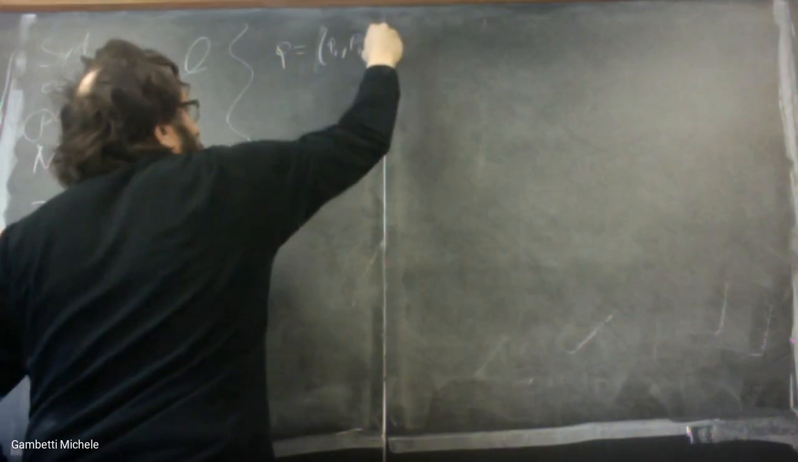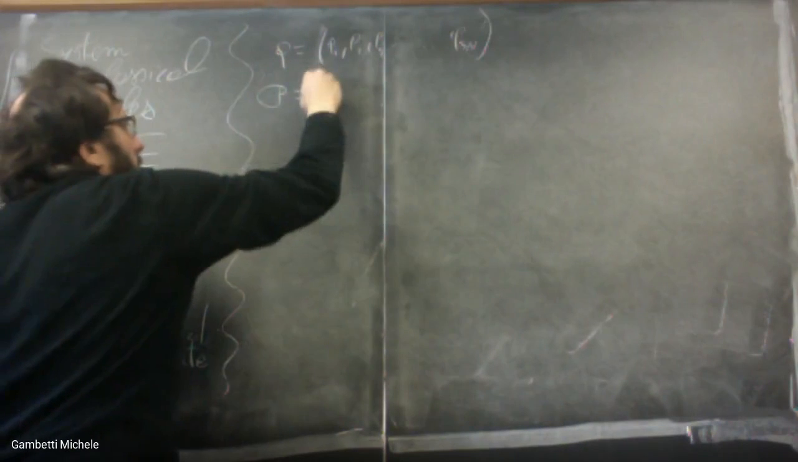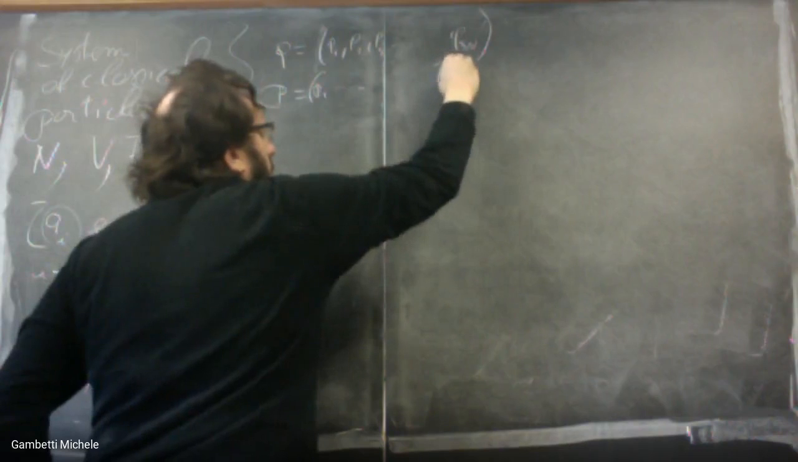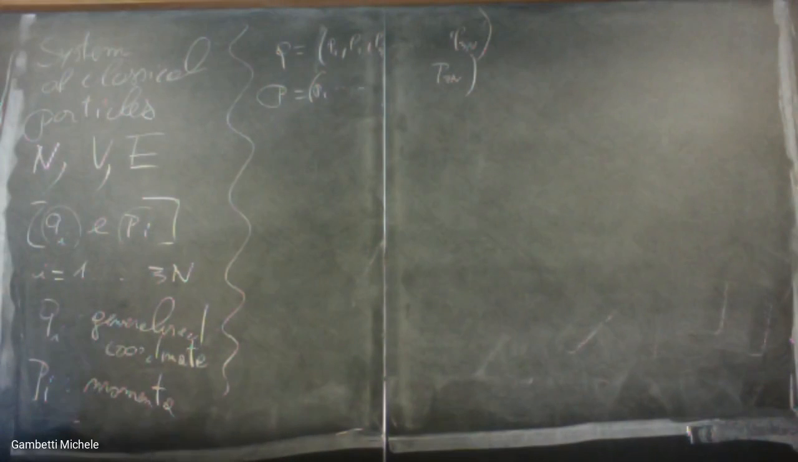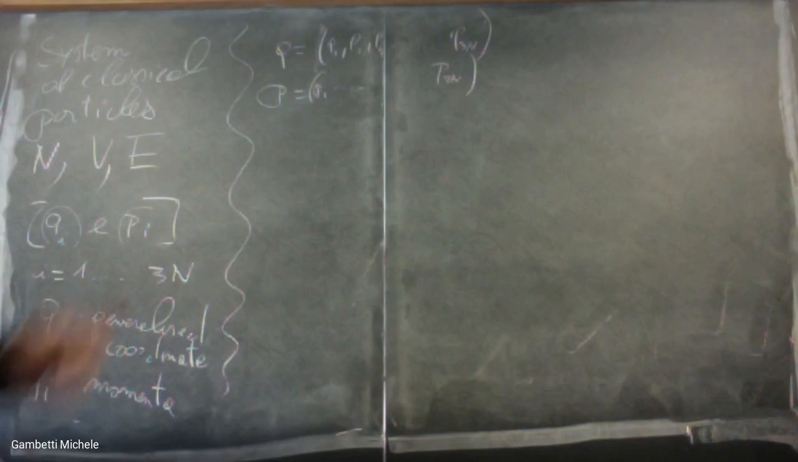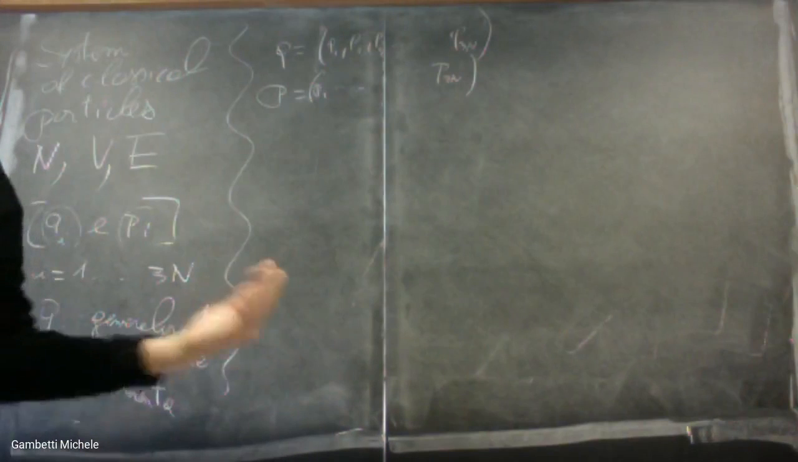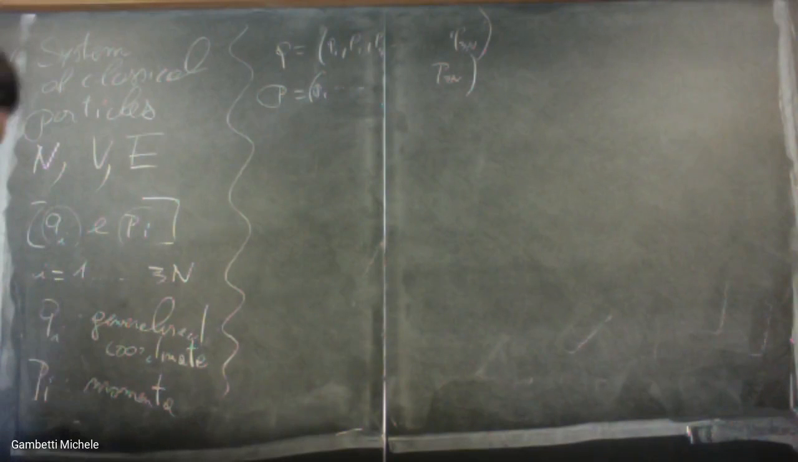So basically, I have a vector for Q_i and a vector for P_i. It will be Q1, Q2, Q3, and so on up to Q3N, and similarly for P: P1 up to P3N. If I were to work with Cartesian coordinates, for instance, Q1, Q2, Q3 could correspond to the X, Y, and Z position of the first particle. Then Q4, 5, and 6 are the Cartesian coordinates of the second particle, and so on and so forth.